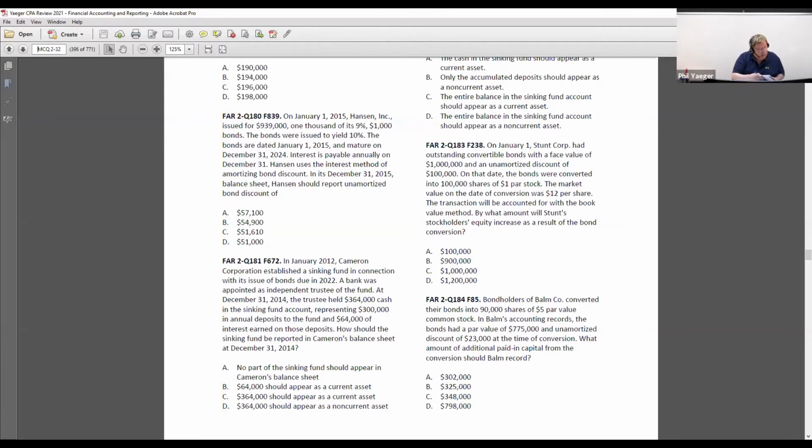Now, let's see if we did this at fair market value. They gave us the fair market value, didn't they? Let's do this at fair market value. If this was the market value method, what would you do? Oh, they want to know what's the increase in stockholders' equity. We didn't get the answer. What's the increase in stockholders' equity? 900,000. So that's why B is the answer.